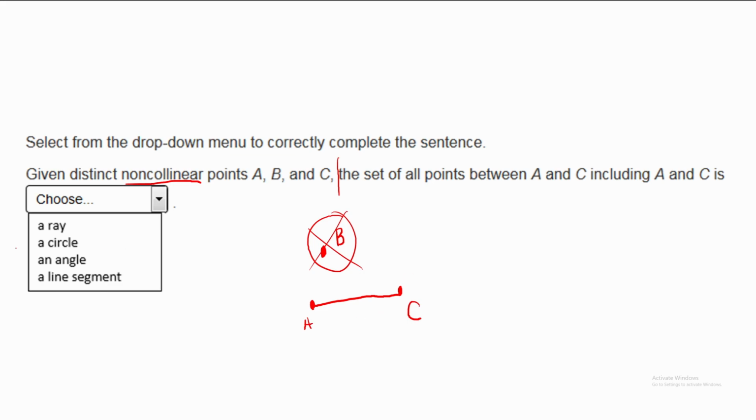What does this create here? Does it create a ray? I don't see any arrows. There's no circle. We don't have an angle. This gives us a line segment. Ooh, that was a bad box. But that's our answer. We have a line segment here. It's 2 points and all the points in between. That's our line segment definition.